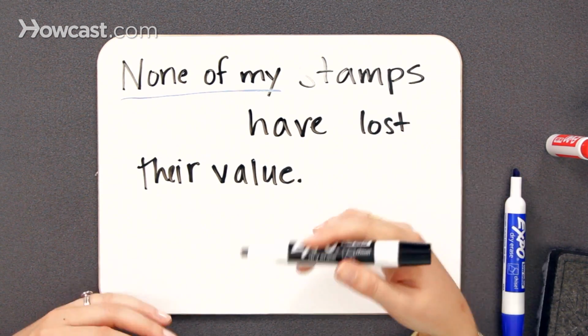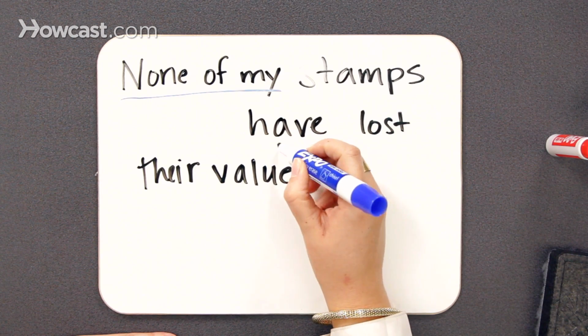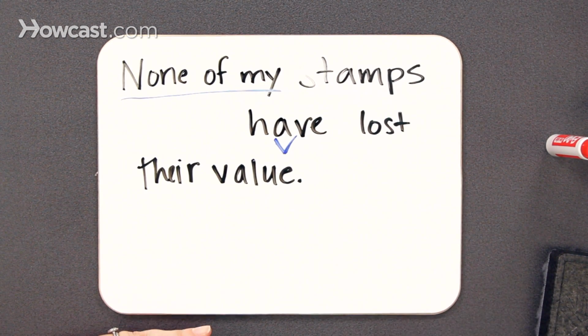So now, none of my stamps is plural. None is functioning in a plural way, and we need the plural verb to make sure that there's agreement. So that's why in this sentence we reach for the verb have, which is plural. None of my stamps have lost their value. In other words, it wouldn't be correct to say none of my stamps has lost their value.